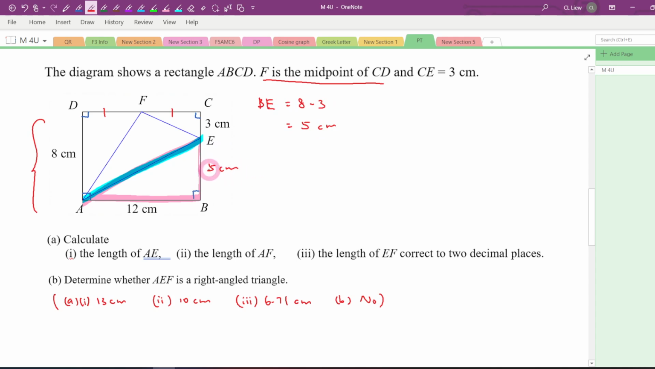Now we have the lengths of these two sides, so we will have no problem finding the length of the third side of a right angle triangle. Okay, AE. Ask yourself, is this long or short? Opposite the right angle, right? Long. So we add 5 square plus 12 square, and take the square root of the whole thing.